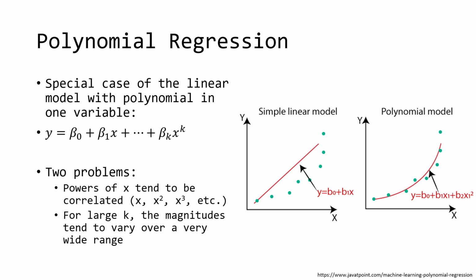The first is that powers of x tend to be correlated, which can lead to multicollinearity issues. The second is that high powers of x tend to create a very wide range of magnitudes, which can result in coefficients with very different orders of magnitude. Both of these problems tend to lead to numerical errors in the least squares procedure.